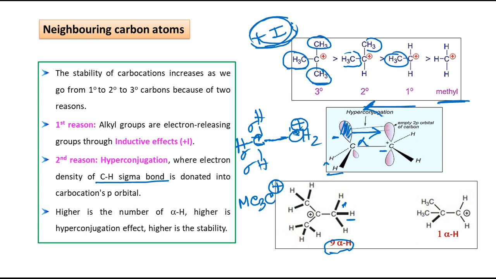But if you consider the second example, which is basically Me2CHCH2 plus, here the number of alpha hydrogens is only 1. So that is why the first one will be more stable compared to the second one.